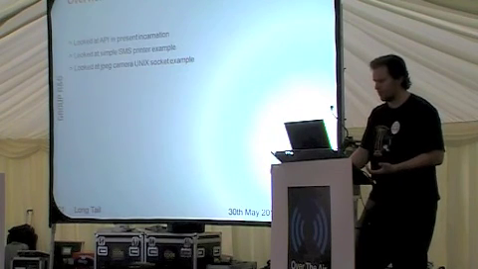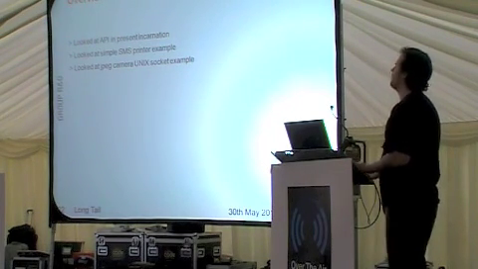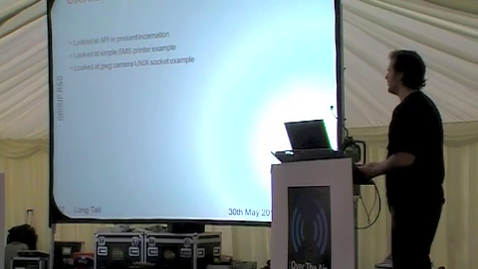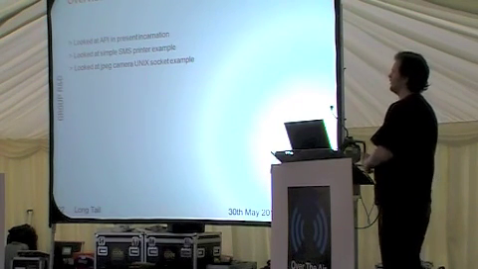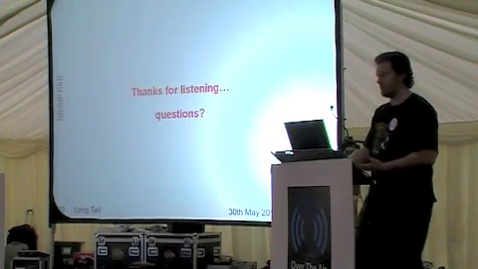Okay, so that's the server code. Just to say what we've gone over: we looked at the API in its present incarnation, looked at a simple SMS printer example, and then looked at the JPEG camera, which used Unix sockets. And that's it.